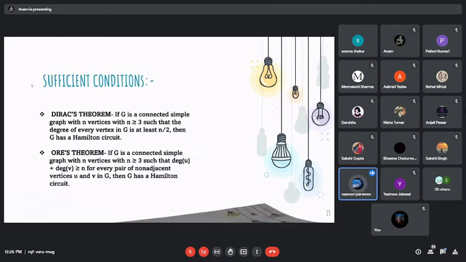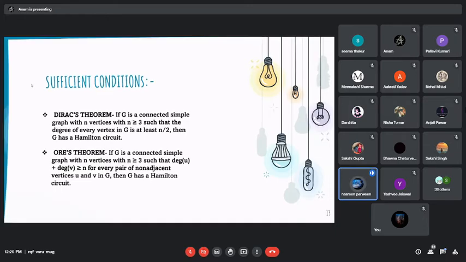Here are the sufficient conditions. Although no useful necessary and sufficient condition for the existence of a Hamilton circuit is known, quite a few sufficient conditions have been found. We state two of the most important sufficient conditions here. Next slide.